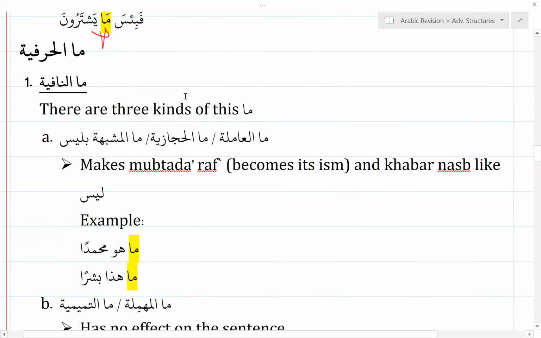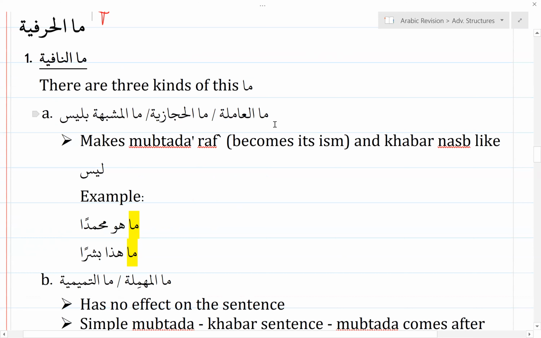The first one is ma an-nafiya. We covered ma an-nafiya when we were negating jumla ismiya and jumla fi'liya. But actually, like I mentioned, there are 3 kinds of ma. The first category is ma al-amila. Basically, that means the working ma. So this ma has a briefcase. It goes to work and it beats up on something that comes after it until it becomes its ism, and whatever comes after it becomes its khabar. Kinda like laysa. So we already covered laysa.